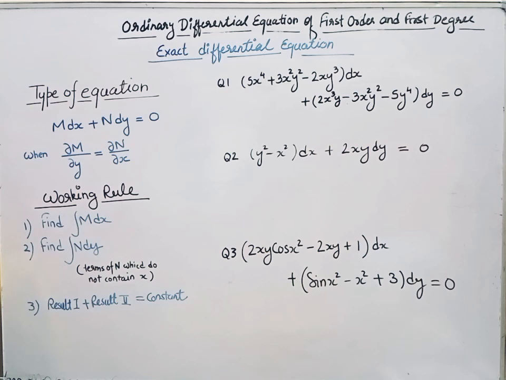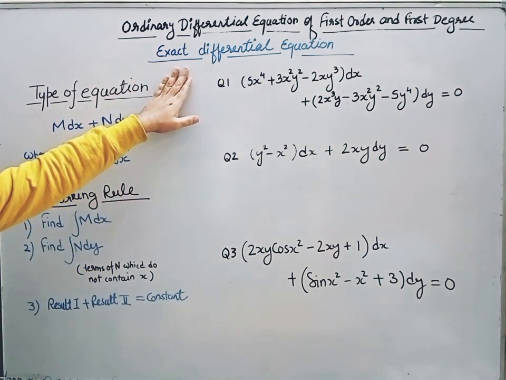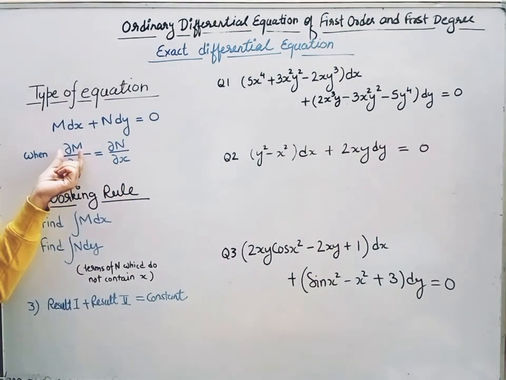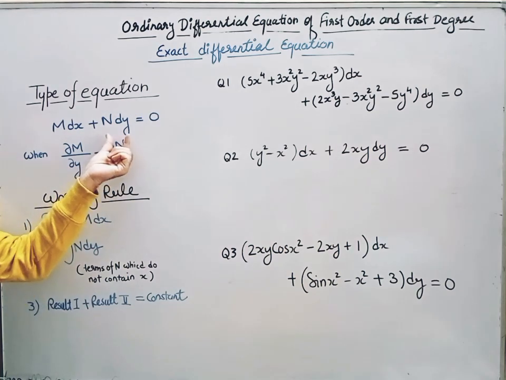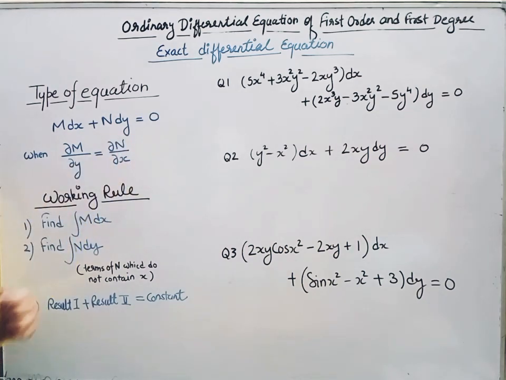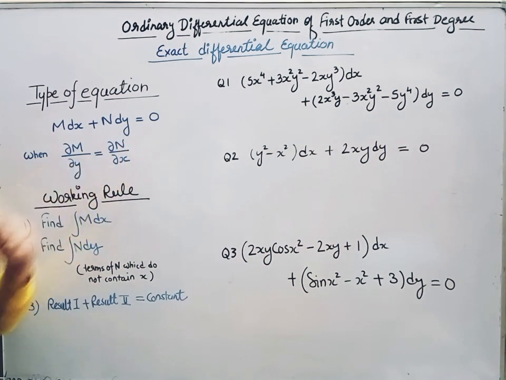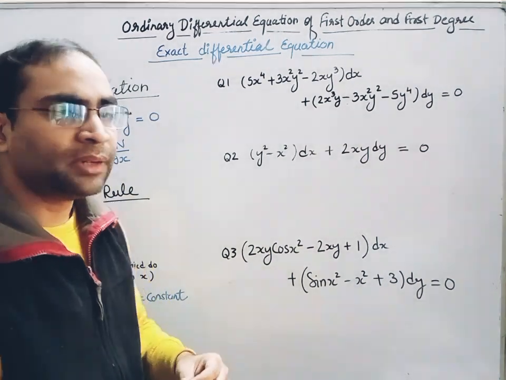So any differential equation of this form will be called an exact differential equation whenever it can be written in the form of M dx plus N dy is equal to 0. But this will be called exact differential equation only when it satisfies this condition. The condition is del M upon del y should be equal to del N upon del x. So this is the partial differential of M with respect to y and partial differential of N with respect to x.